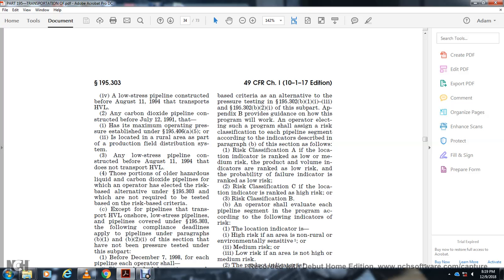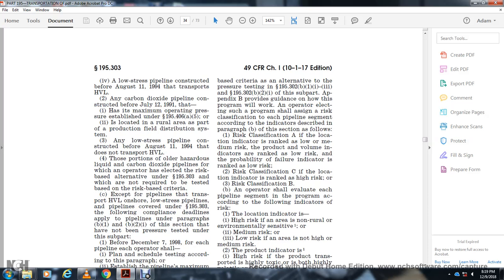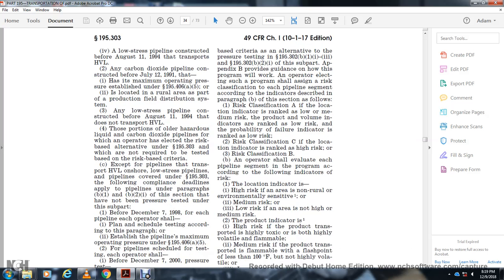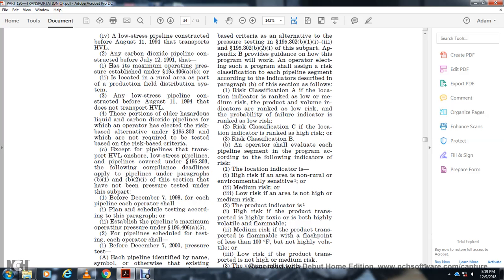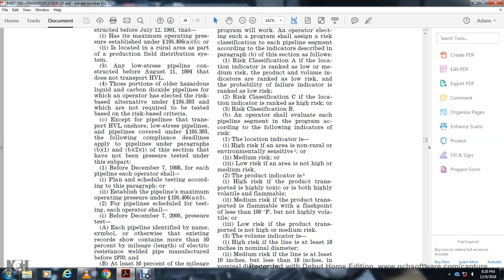An operator shall evaluate the pipeline segment with the program in accordance with the following indicators of risk. Location indicator: high risk is a non-rural or environmentally sensitive area, medium risk, low risk if the area is not high or medium risk. Product indicator: high risk is a product transporting highly toxic or highly volatile, flammable liquids. Medium risk is a product transporting flammable liquid with a flashpoint less than 100 degrees, not highly volatile. Low risk is any other product.